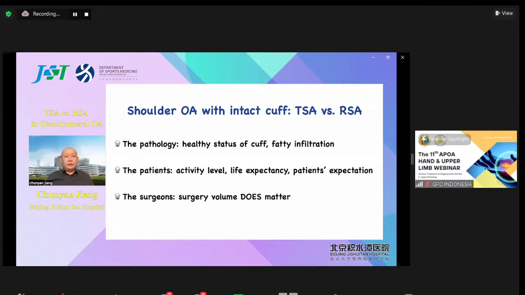And lastly, the surgeons, the ones who hold the scalpels, also count in the decision making. The surgery volume does matter. If you're very familiar with reverse shoulder arthroplasty, like me, doing quite a bit of surgery in Northeast Asia, we are very comfortable with reverse, and we do very little total shoulder arthroplasty compared with reverse. I feel much more comfortable with reverse. I would definitely choose reverse. And vice versa, if you are very comfortable with total shoulder arthroplasty, you just pick the way you are most comfortable with, that you can live with for your patient, and doing the best for your patient.